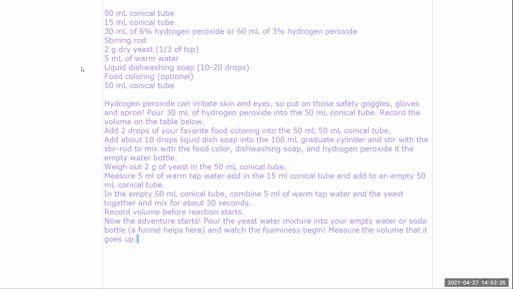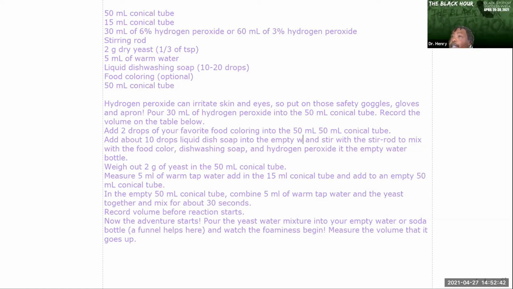Professor Henry? Yep. So for the first part, if I have 3% hydrogen peroxide, I would pour like 10 milliliters into the 50 conical tube? So you said if you have 10%, or I have the 3% one. Yes. So you're going to be pouring 60 mils, right? Because that would give you the same amount of hydrogen peroxide.